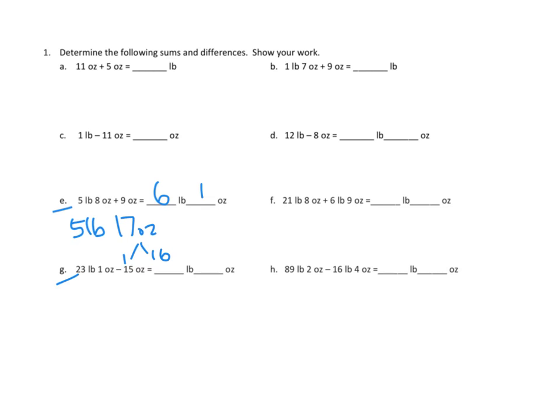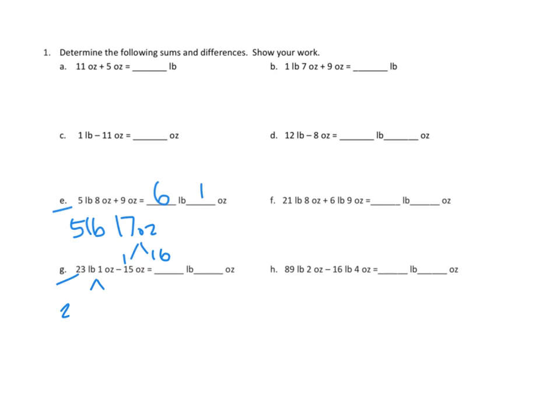Let's try 1G, which is a subtraction problem. What if we had 23 pounds, 1 ounce, and we wanted to subtract 15 ounces? Well, the problem we're going to have, right, you can see right away is we're trying to take away 15 ounces and we don't have 15 ounces. So what we're going to need to do is we're going to need to change this number.